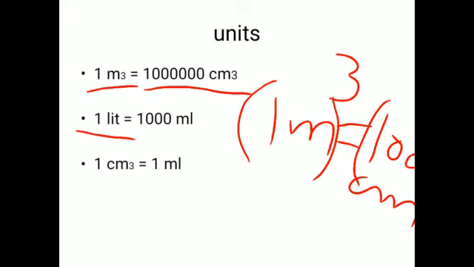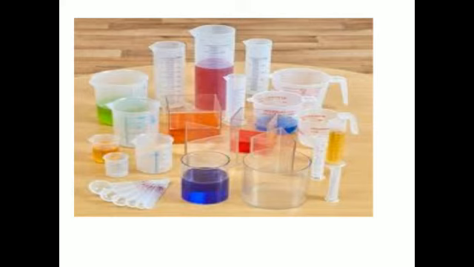Then another very commonly used unit for measuring volume is liter, and 1 liter has 1000 ml in it. Think of a bottle of Pepsi or Coke you are drinking or buying, how many mls are there? You read it out. And 1 centimeter cube is equal to 1 ml. So 1 liter is equal to 1000 ml, and 1 centimeter cube is equal to 1 ml. You have to learn them.